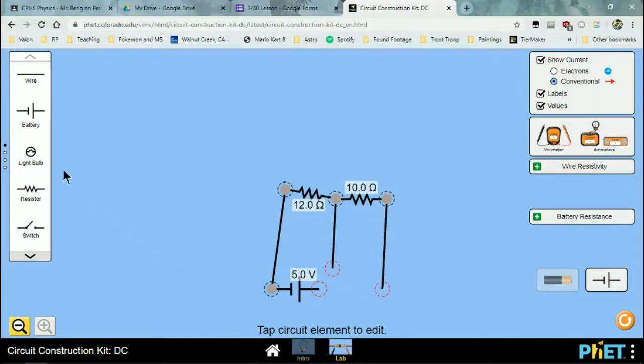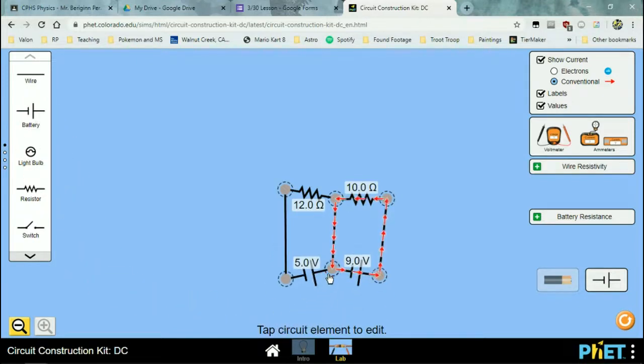You could also add more batteries. For example, I could do... if this is gonna work. I think this will work.